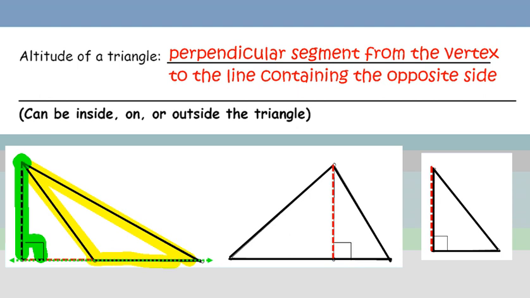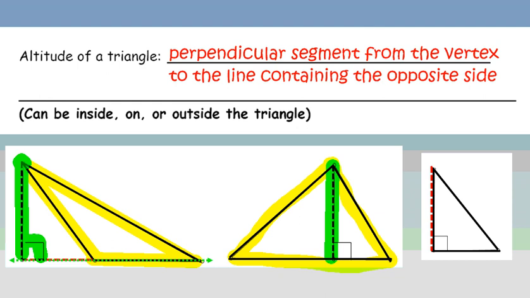I had to extend the side of my triangle in order to be able to draw the perpendicular. So this is an example of where my altitude is outside the triangle. And then again, the yellow is my triangle, and this time it comes from the vertex perpendicular to the opposite side. So this time my median is inside, I'm sorry, my altitude is inside the triangle.